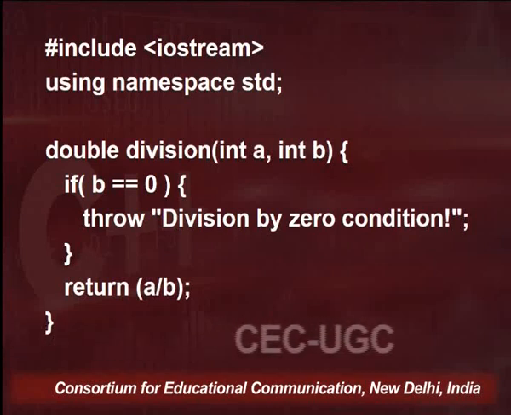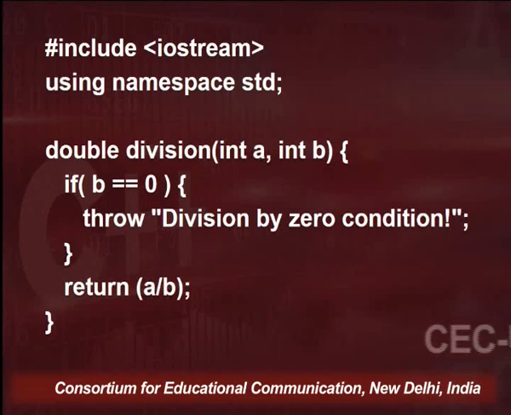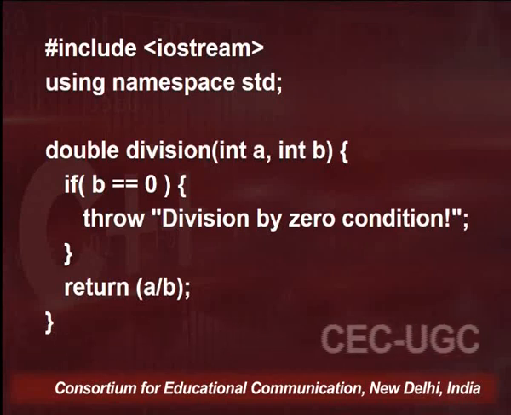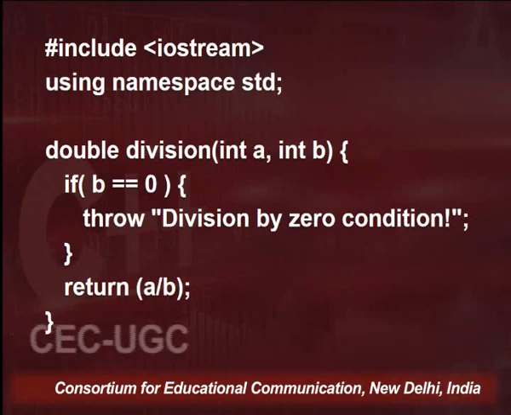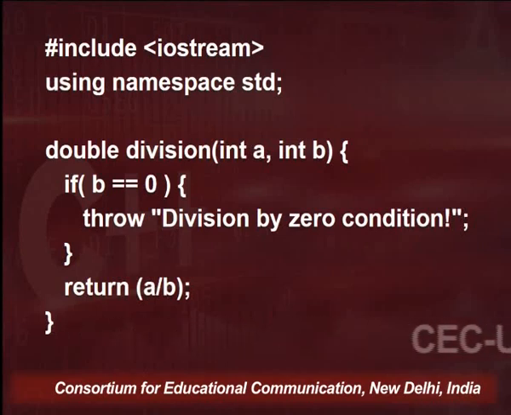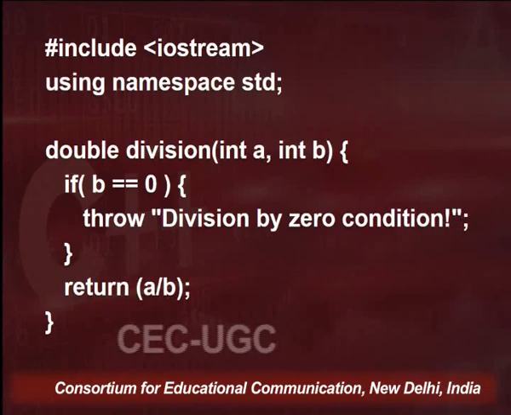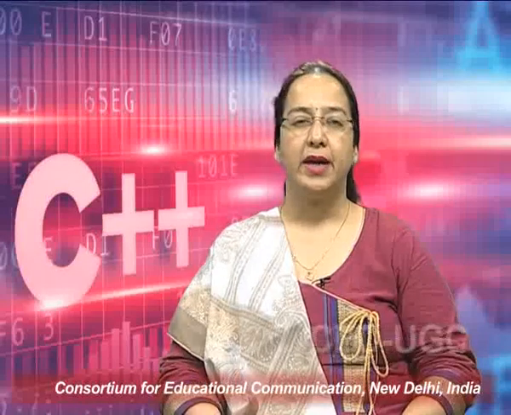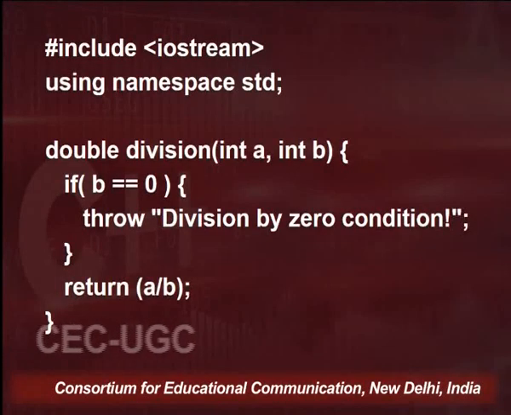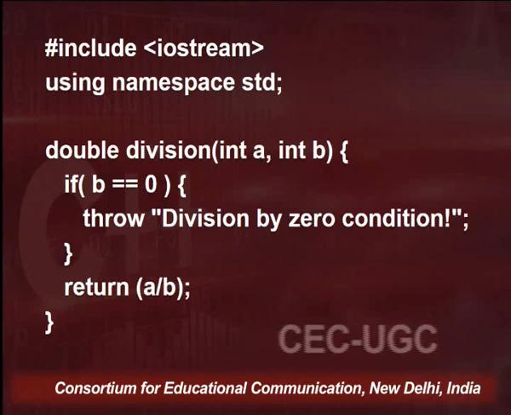So if b is equal to 0, then within this if block we have written throw, and within the double inverted commas we have written the exception. So the exception here is division by 0 condition, and we will try to catch this exception, or we can say handle this exception, inside the catch block. So if b is equal to 0, then we have written throw division by 0 condition.